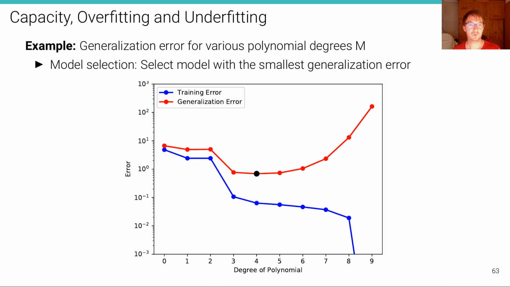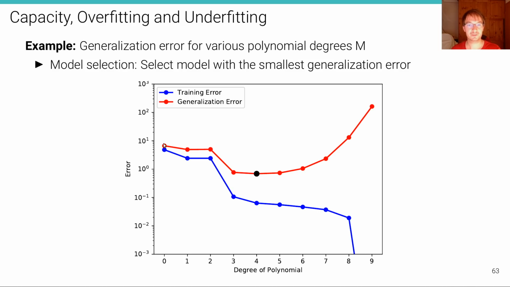Here is an example where we can see the generalization error for various polynomial degrees m. Here on the x-axis we plot the degree of the polynomial from 0 to 9. And the model selection problem now is to select the model with the smallest generalization error, or the test error. Here you can see that the training error continuously drops if we increase the degree of the polynomial, which makes sense because we know that for a polynomial of degree 9, we can fit a data set with 10 data points exactly.